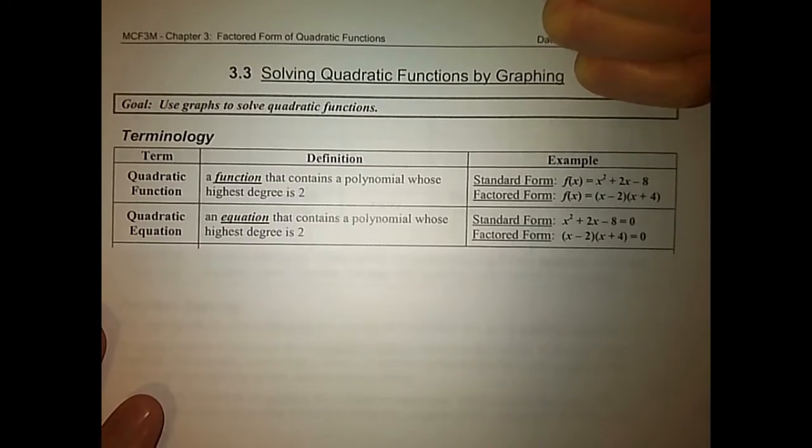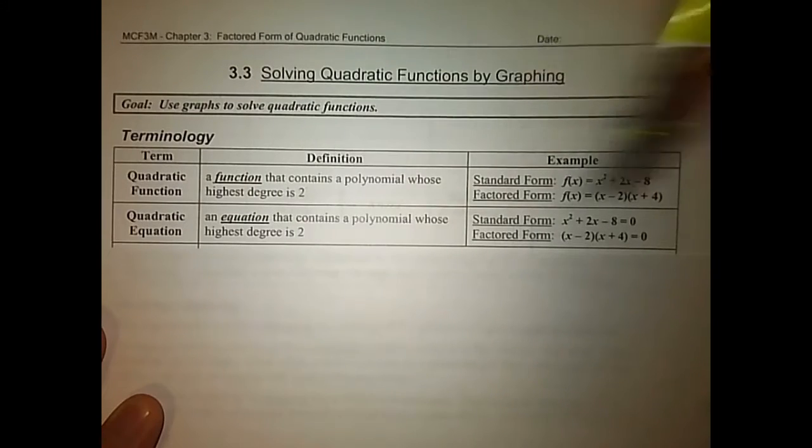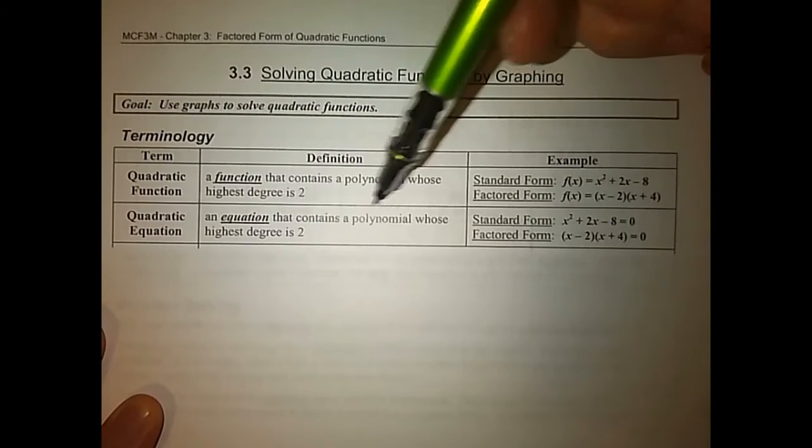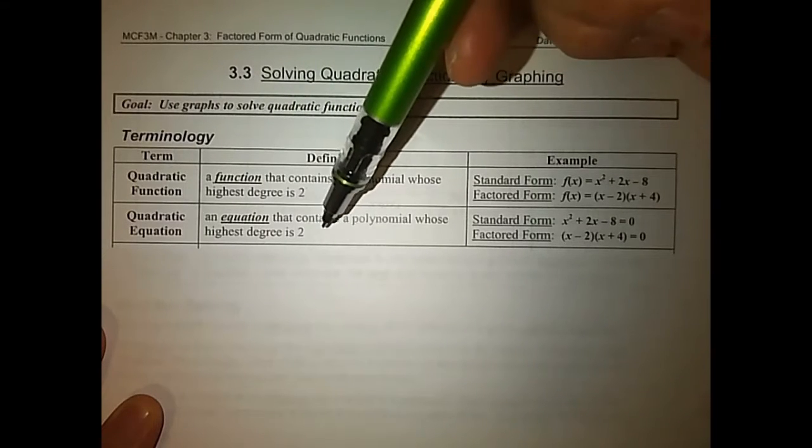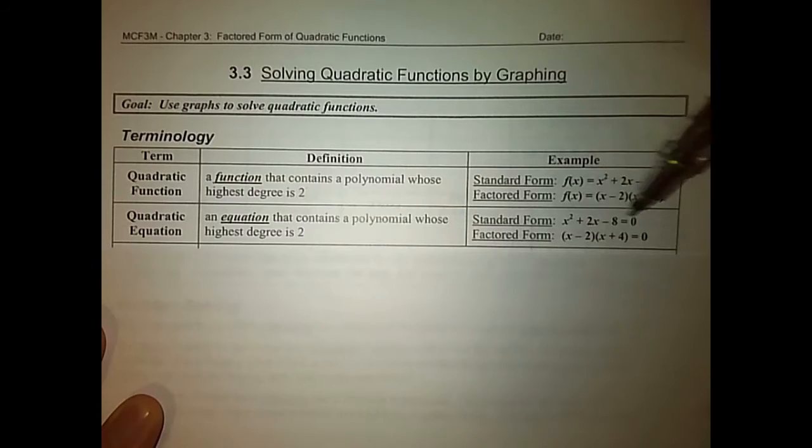A quadratic equation is pretty much the same thing. It's just an equation that contains a polynomial whose highest degree is 2. So in standard form, it looks like the same thing, but it's just going to be equal to a specific number. In our case, it's going to be 0 a lot. In factored form, it's the same thing, just the factors again, just equal to 0.